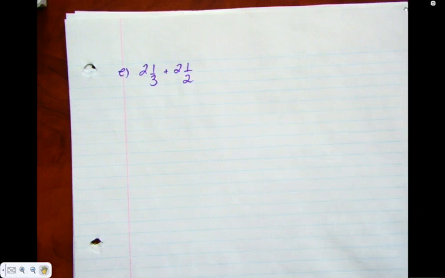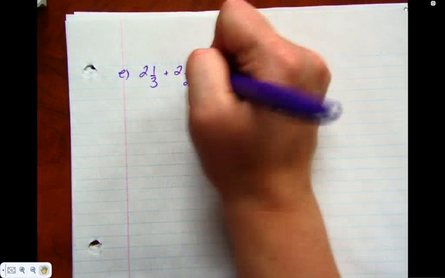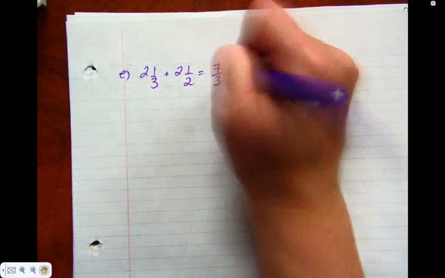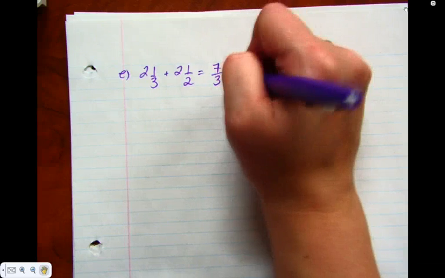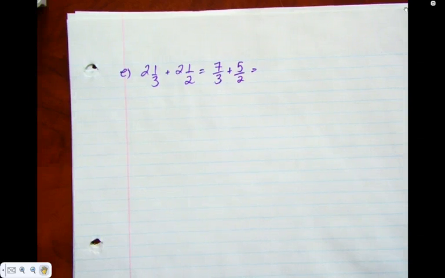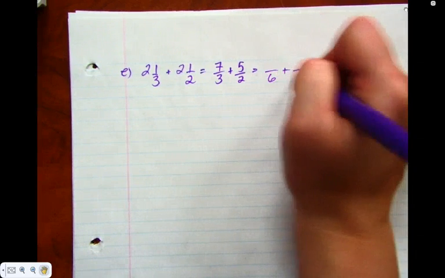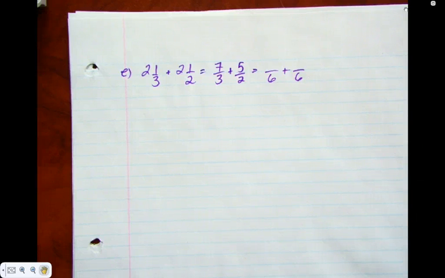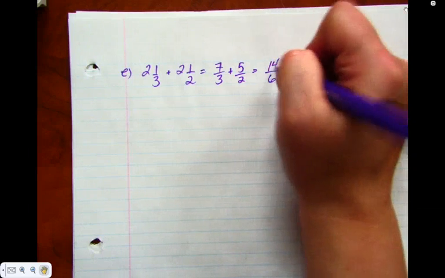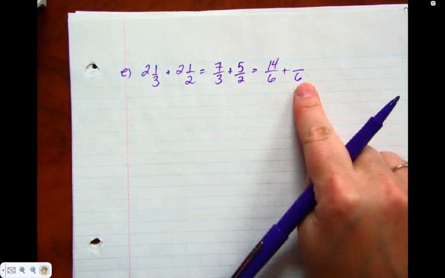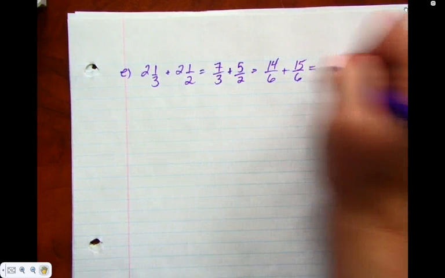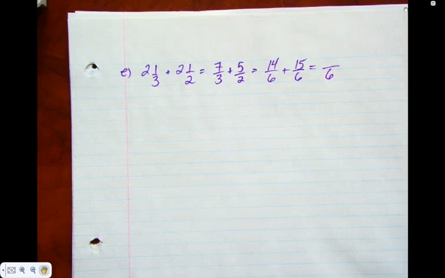Number 1, change to improper fraction. What does the first fraction become? Confirm 7 over 3. What does the second fraction become? Agree on 5 halves. Step number 2, common denominator, common between 3 and 2. Step number 3, change the numerators. How do we go from 3 to 6? 7 times 2. How do we go from 2 to 6? 5 times 3. Step 4 is keep the denominator, add the numerators, 14 plus 15.